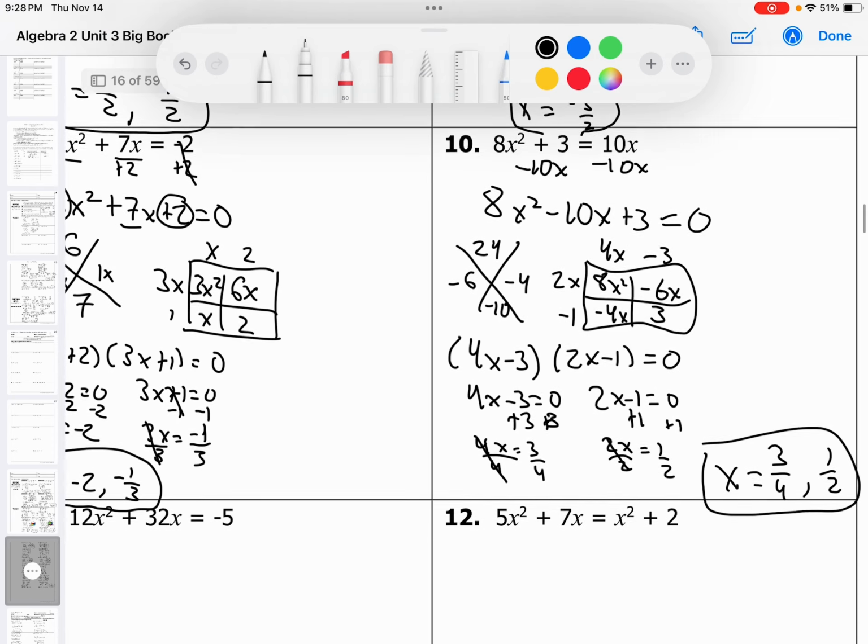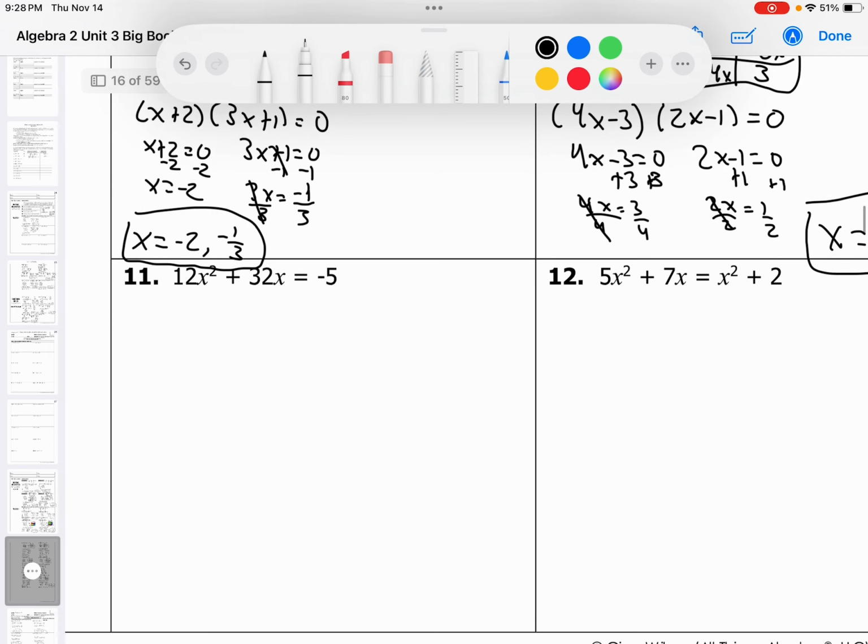All right, we have just 2 more. On number 11, again, we need to get rid of what's over here to make it equal to 0. So we're going to add 5, but we can't add 5 to 12x squared or to 32x. So when we add 5 to the other side, we will get 12x squared plus 32x plus 5, and then the negative 5 plus 5 cancels out to 0. For the x, 12 times 5 is 60, and we'll get 32 on the bottom.